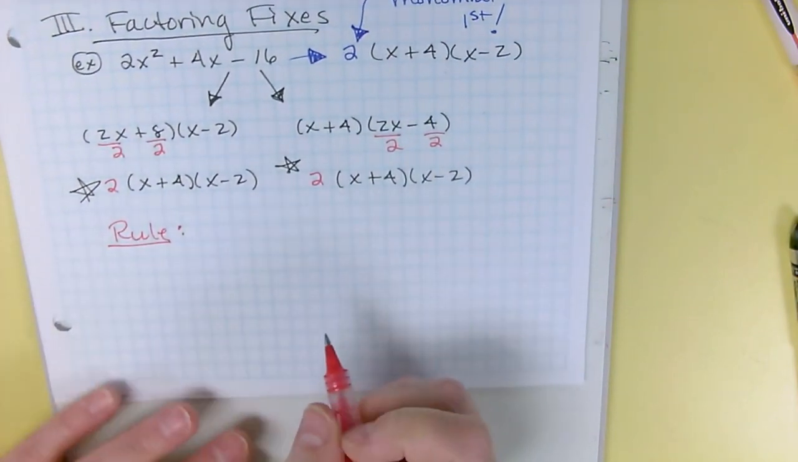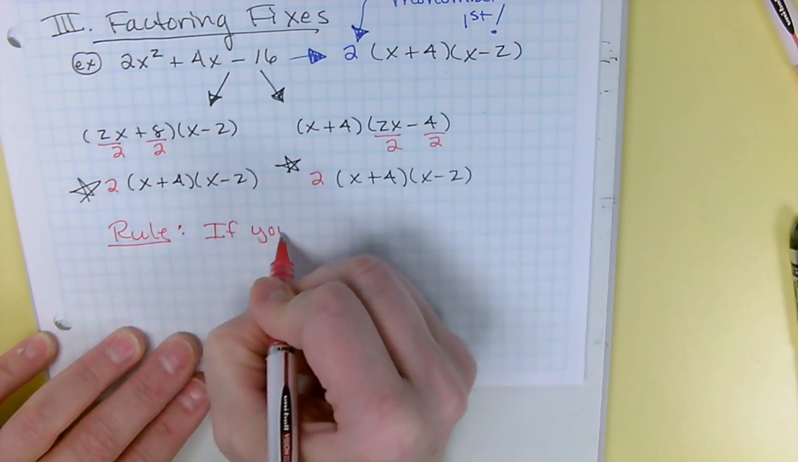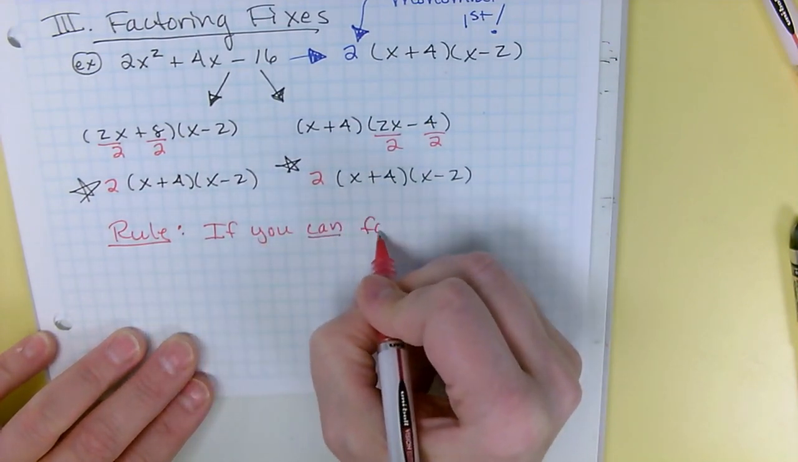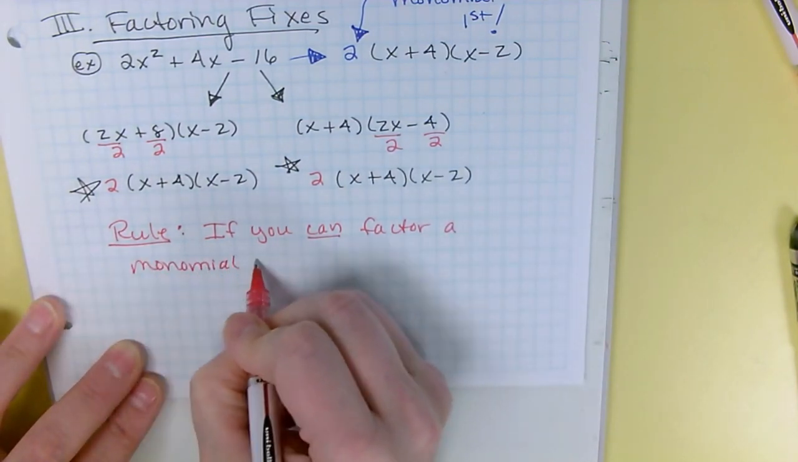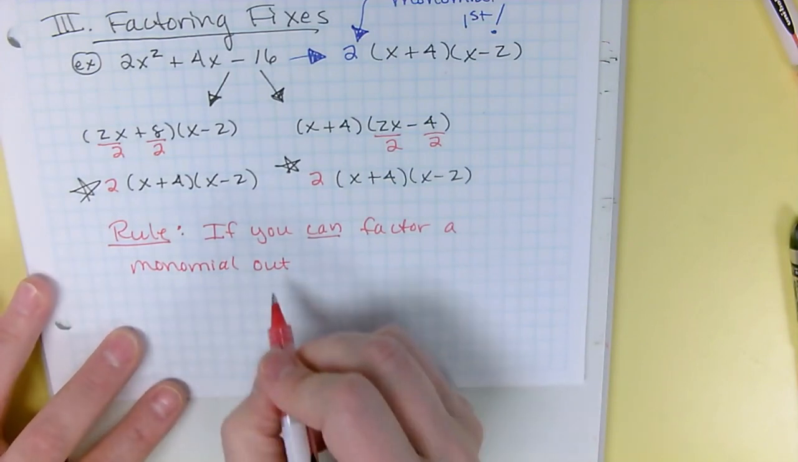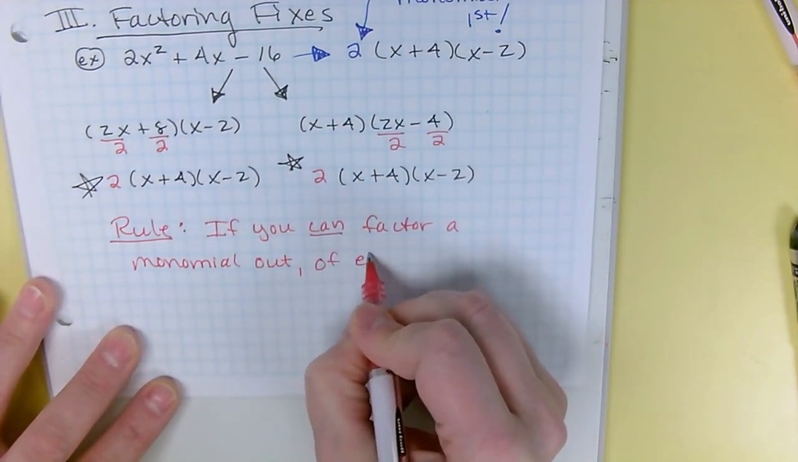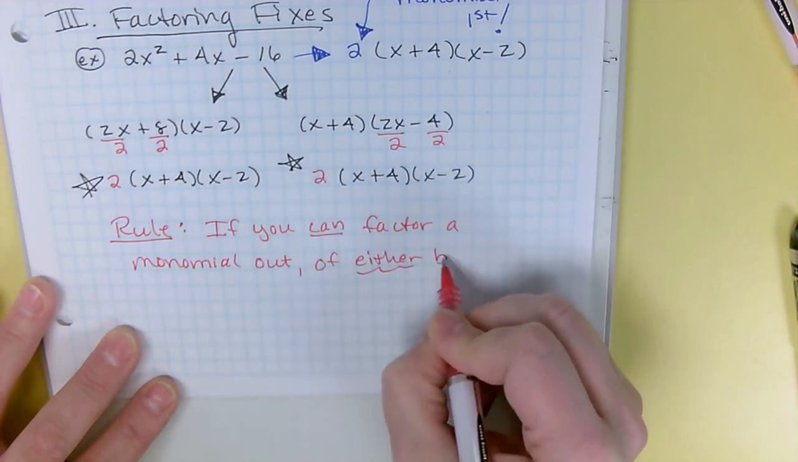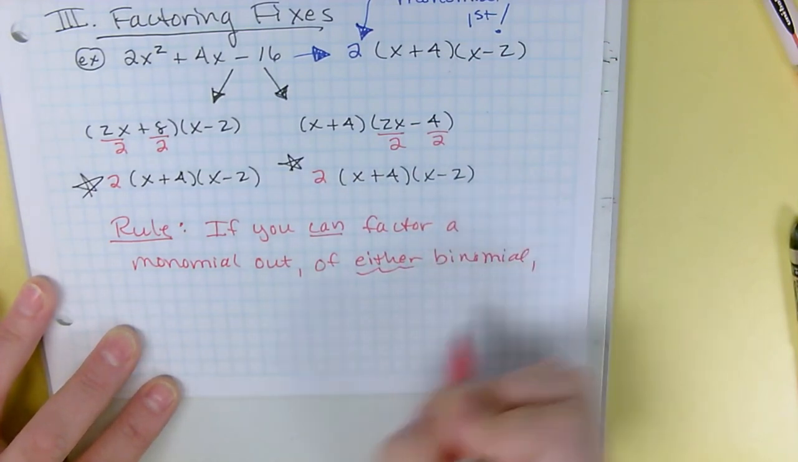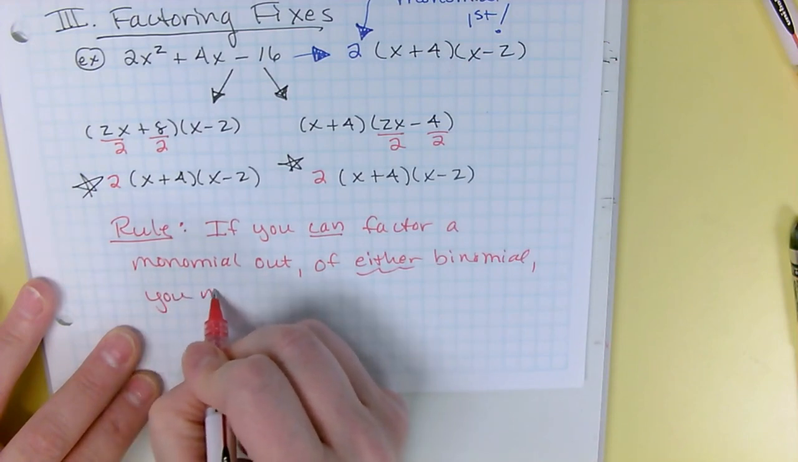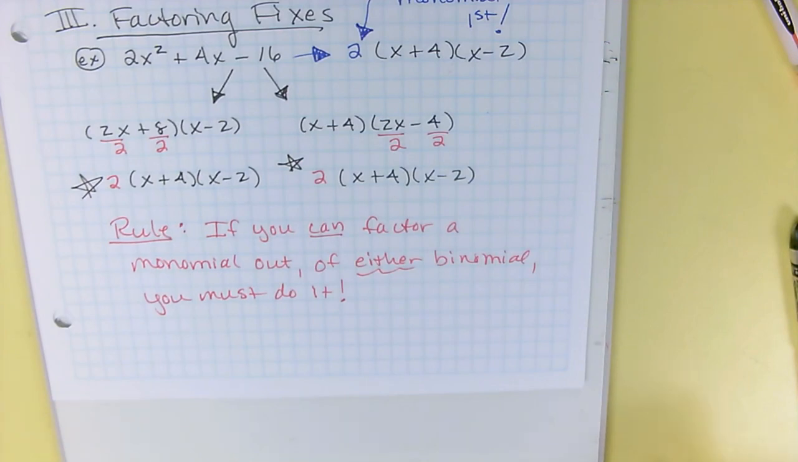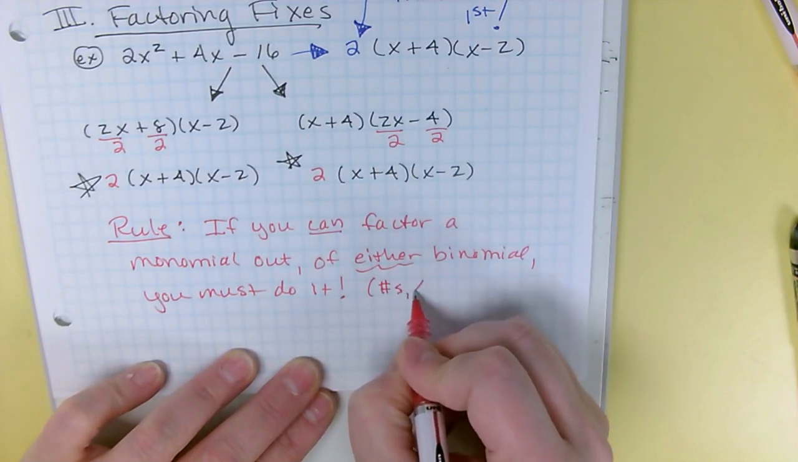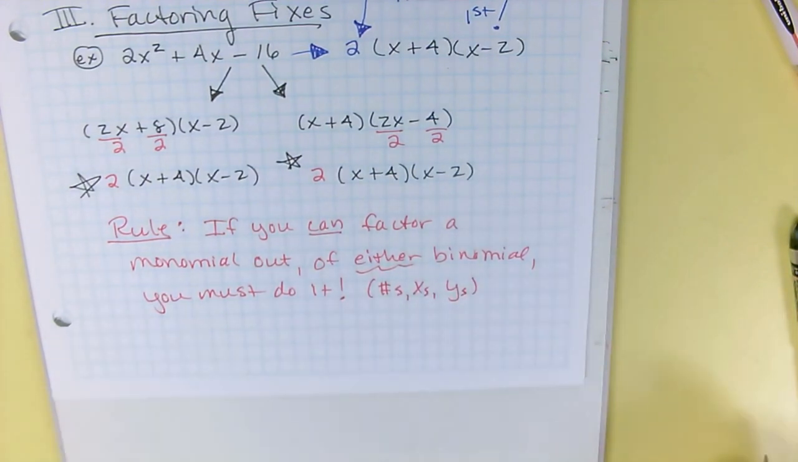So what is the rule? The rule is, if you can factor a monomial out of either binomial, you must do it. And this goes for numbers, x's, y's, anything you want to divide out.